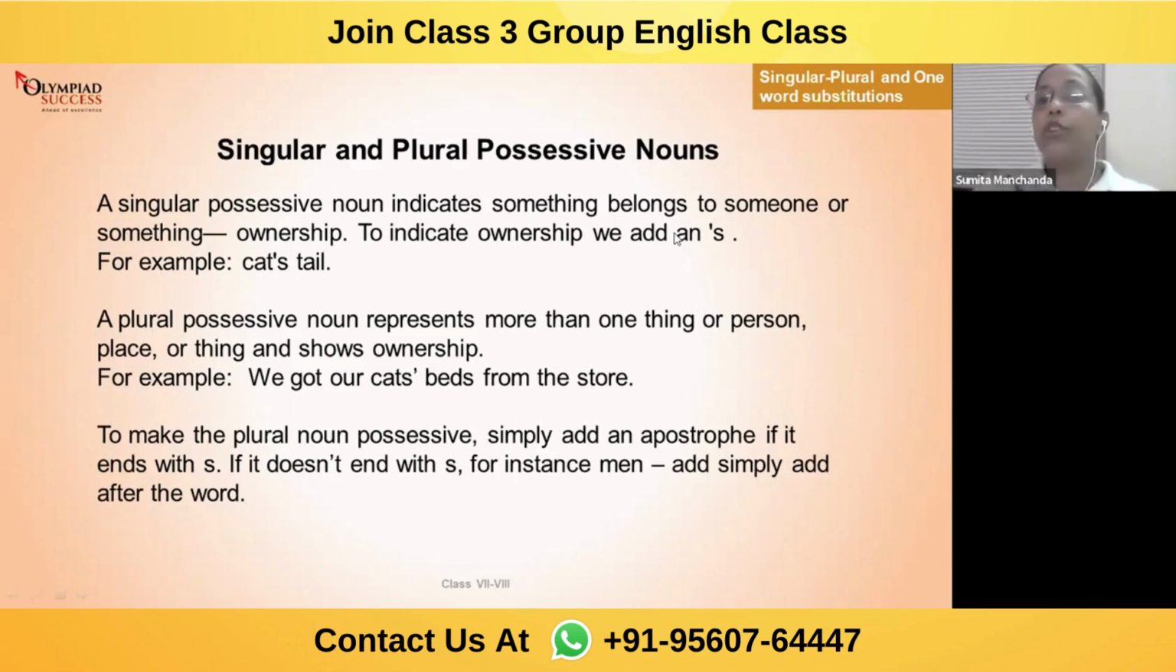Plural possessive nouns represent more than one thing. Now we all know what is plural. Plural is when we talk about many. But over here, see the example. We got our cats' beds from the store. Now I'm talking about many cats. Now how will you understand that ma'am is talking about many cats over here? See, there is beds. Beds is also a plural form. So I'm talking about plural cats, and I'm talking about the beds also in a plural form.